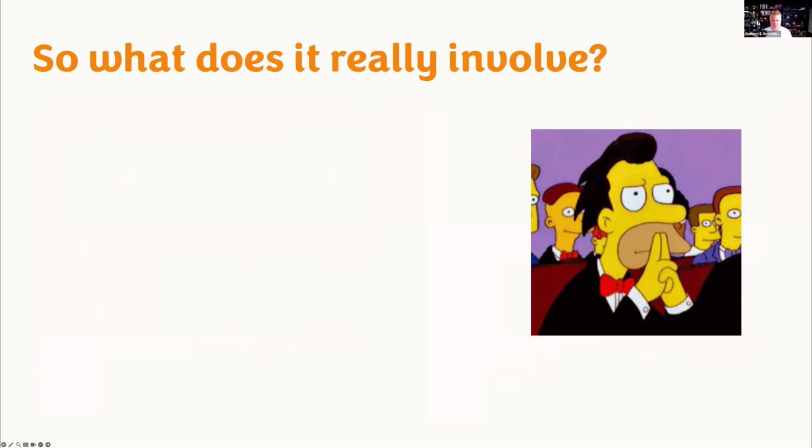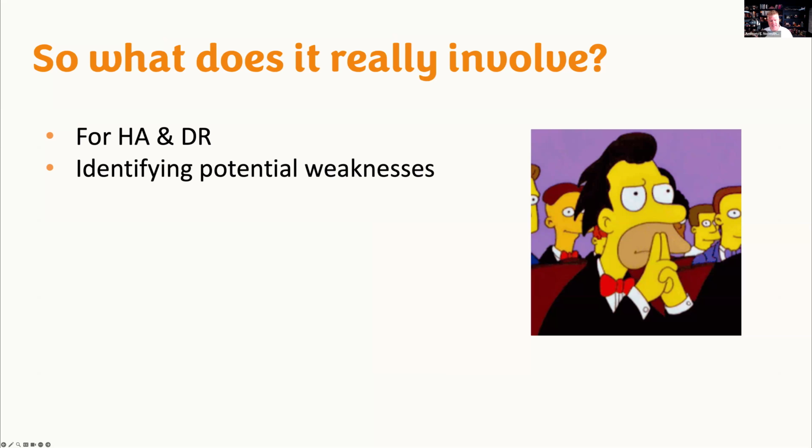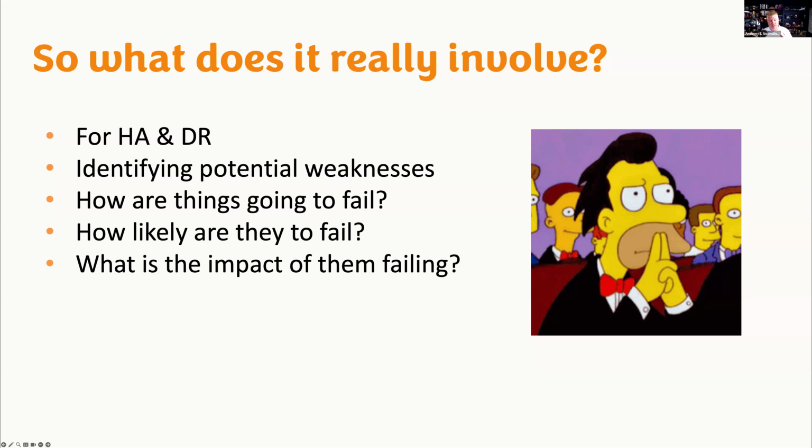And so what does it really look like? Well, for HA and DR, the idea is finding those weak points, right? Because those weak points are where it's going to fail when you have to enact your DR plan. And this is going to help bubble them out before, in testing, right? And we also want to be able to know how likely something is to fail and what the blast radius, or the impact, of a failure in a system is.